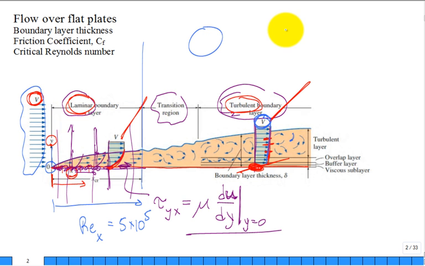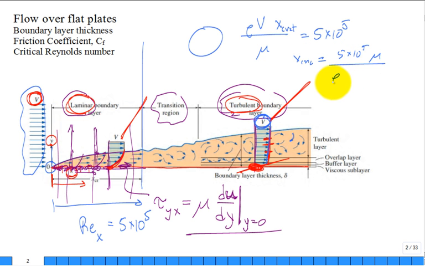So what you'd say is X crit, the distance, would be, from the definition of the Reynolds number, rho V X divided by mu equal to 5 times 10 to the 5th. Hence, X crit is 5 times 10 to the 5th mu divided by rho V. So it depends on the fluid properties, the viscosity, density, and that free stream velocity, that approach velocity coming at it. Why do we study the flat plate to death?